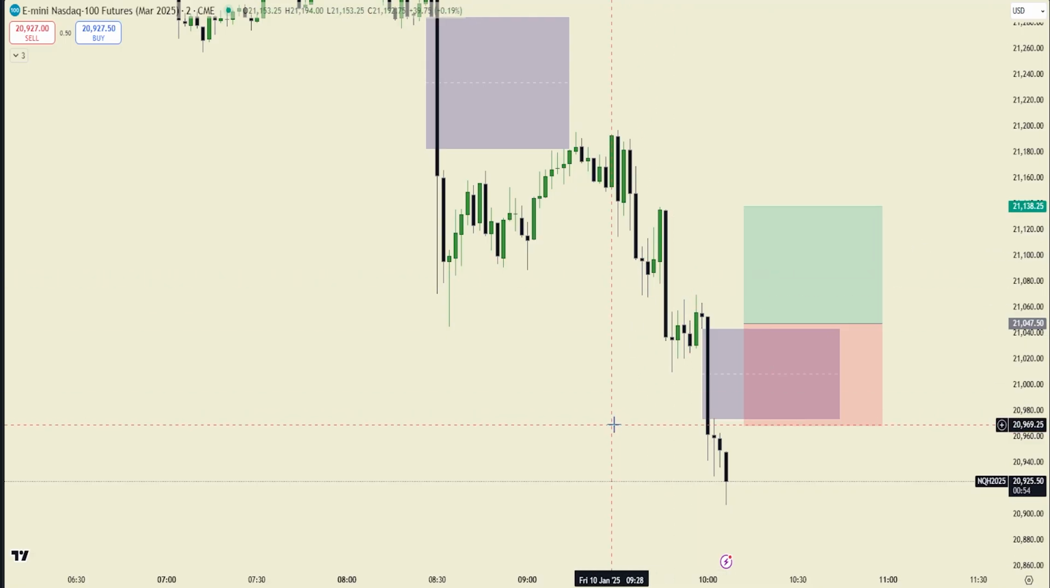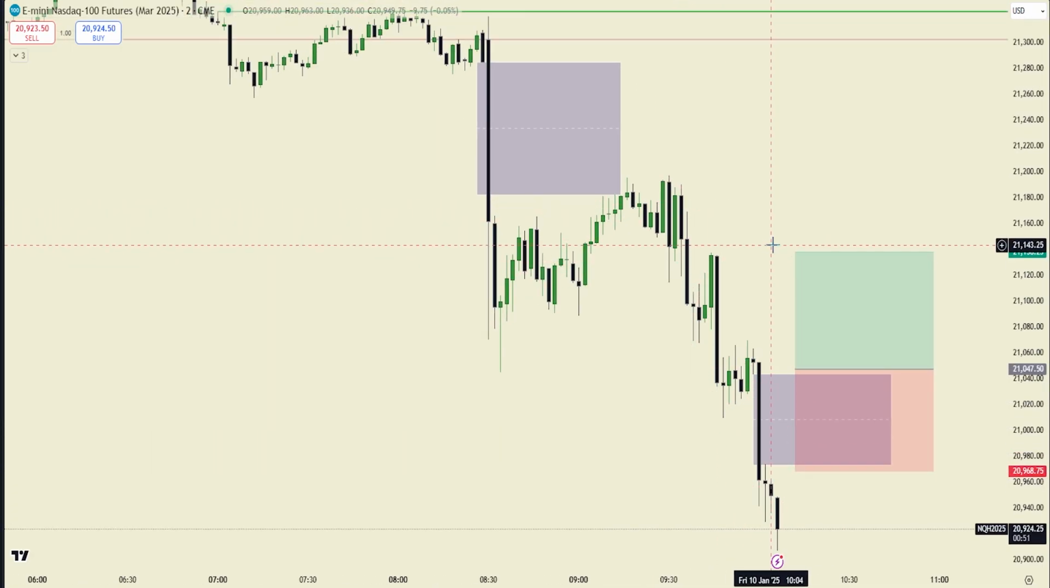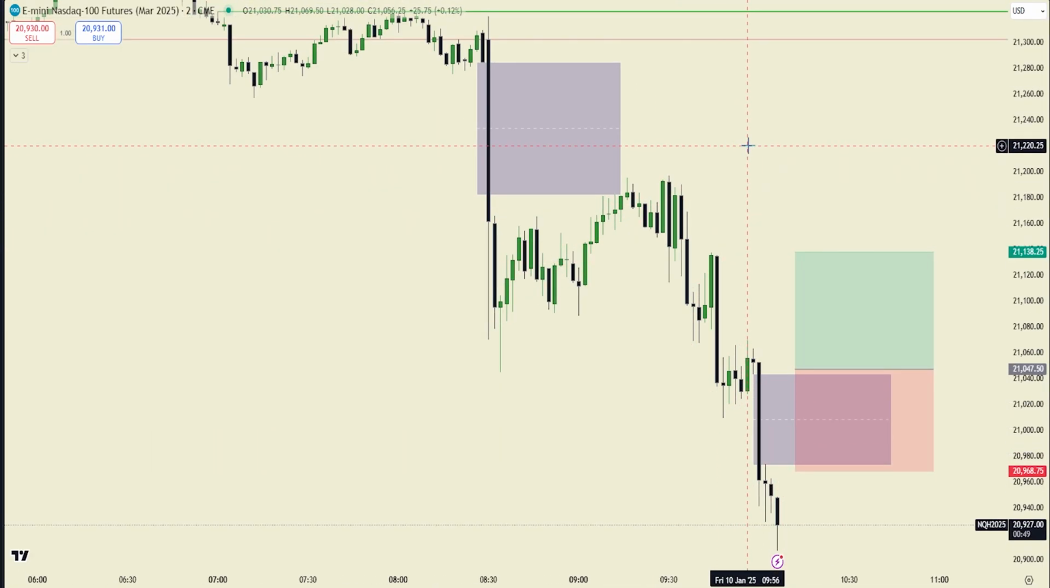Vignesh, yeah, maybe if we start seeing some form of reversal, but right now there's nothing telling me that price wants to become bullish.